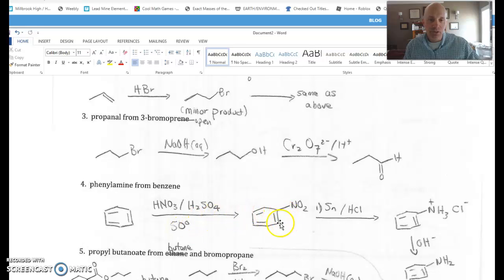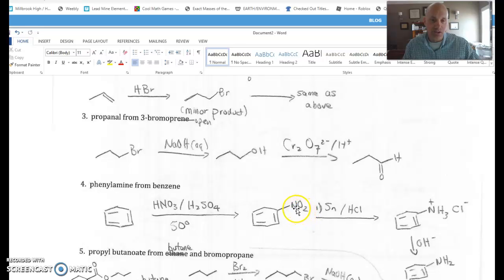All right, but you end up getting nitrobenzene. So nitrobenzene can be converted to phenethylamine through a two-step process. I would argue that it's actually just a one-step process. The first step is a reduction of the nitro group.